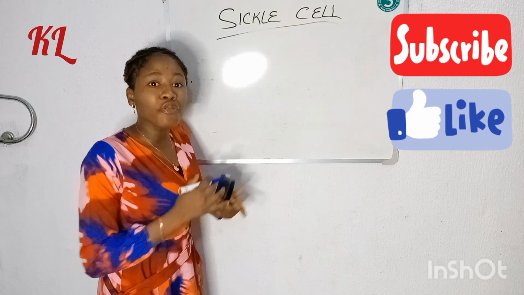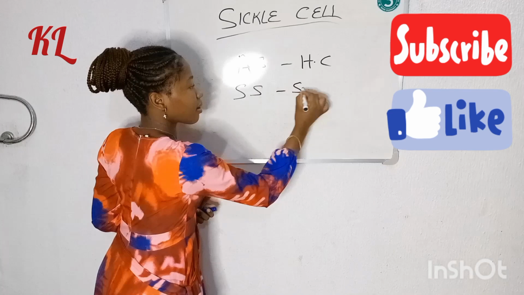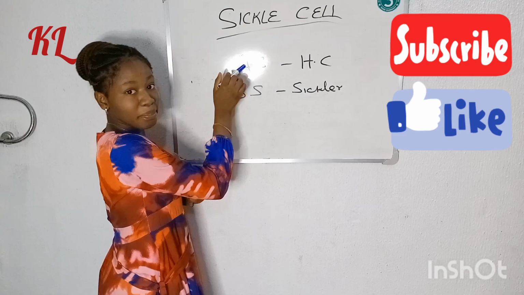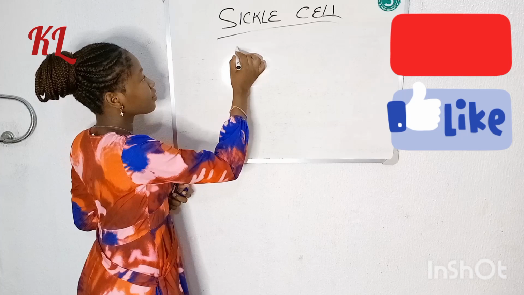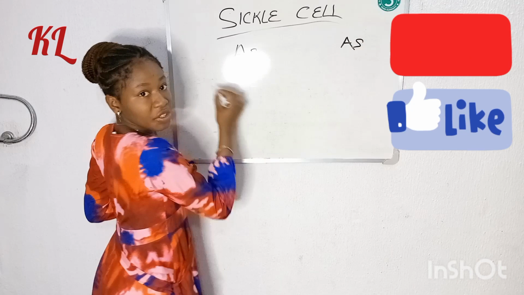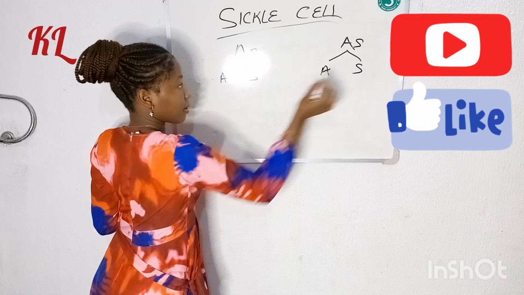I will show you the genetic constitution of the children of a healthy carrier married to a healthy carrier. AS is known for a healthy carrier, while SS is known for sickle. Now this man married a healthy carrier, AS. Both are AS. Now let's see the genetic constitution of their children. Just like I said, both are healthy carriers, that's AS. You separate the gametes. This is the genetic constitution of these healthy carriers.